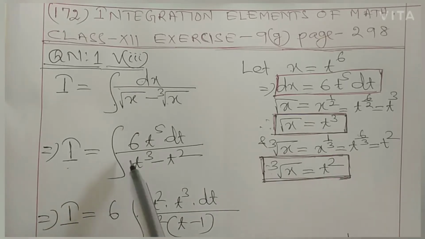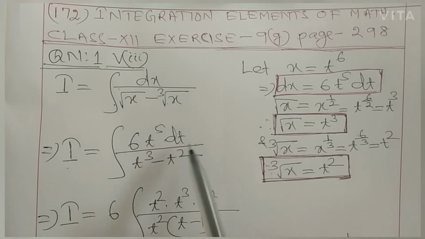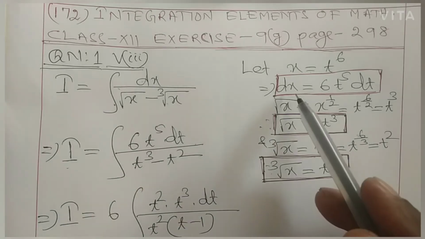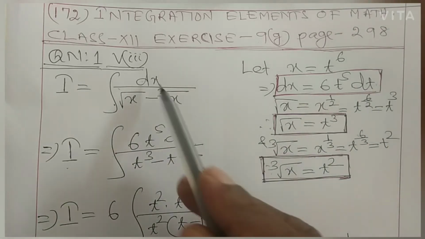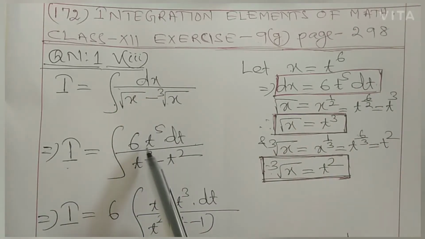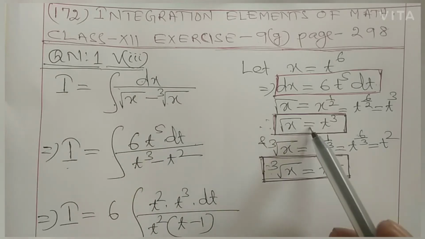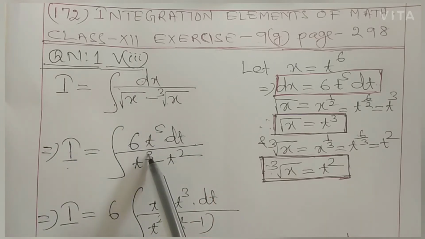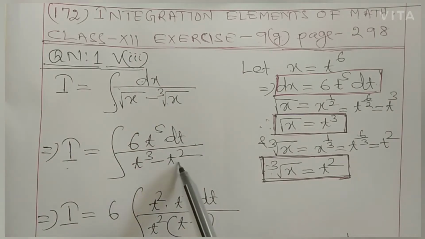So I is equal to the integration of 6 into t to the power 5 dt by t cube minus t square. Here dx is equal to 6 into t to the power 5 dt, x to the power 1 by 2 is equal to t to the power 3, and x to the power 1 by 3 is t square.